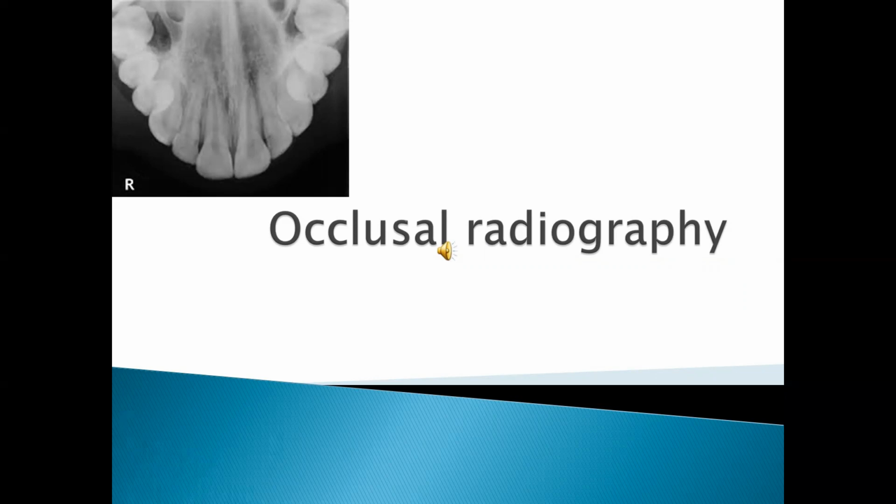It has got a larger film. We have got smaller IOPA films. The occlusal film, in fact, is a larger one because it has to cover the full maxilla or the full part of the mandible. So it is slightly larger in size.